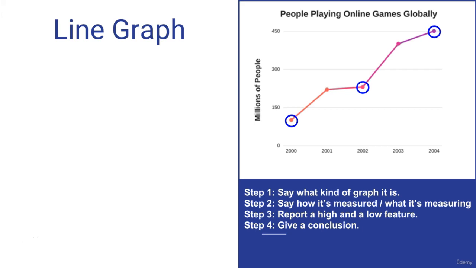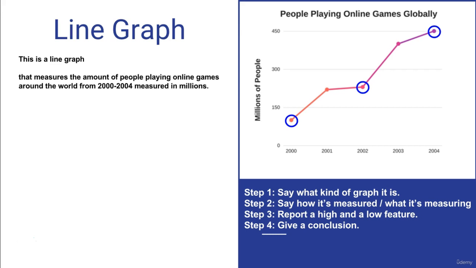The first step, say what kind of graph it is. So this is a line graph. Now we'll say how it's measured. It measures the amount of people playing online games around the world from 2000 to 2004, measured in millions.